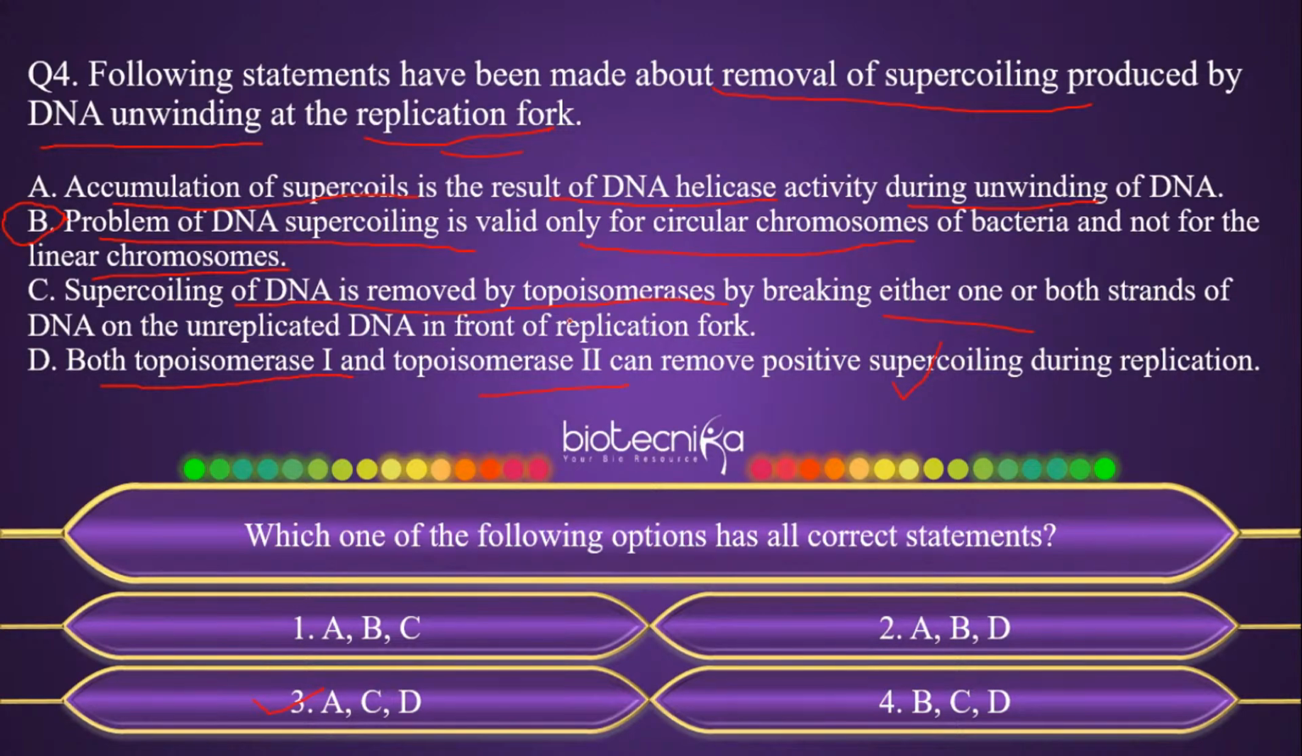Because circular chromosomes or linear chromosomes, both of them undergo supercoiling, right? Because topoisomerase is present both in prokaryotes as well as in eukaryotes. Do you remember the name of the topoisomerase present in bacteria? Commonly said as gyrase. Yes. So that's why option 3 is the correct answer.